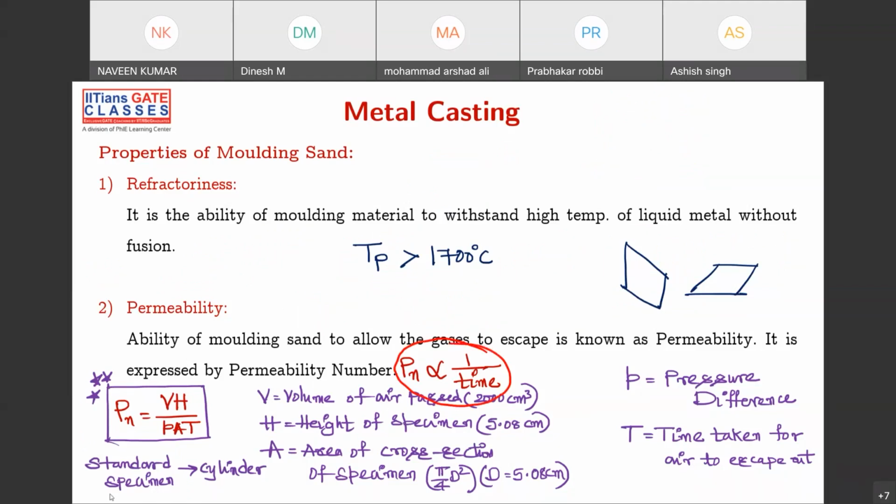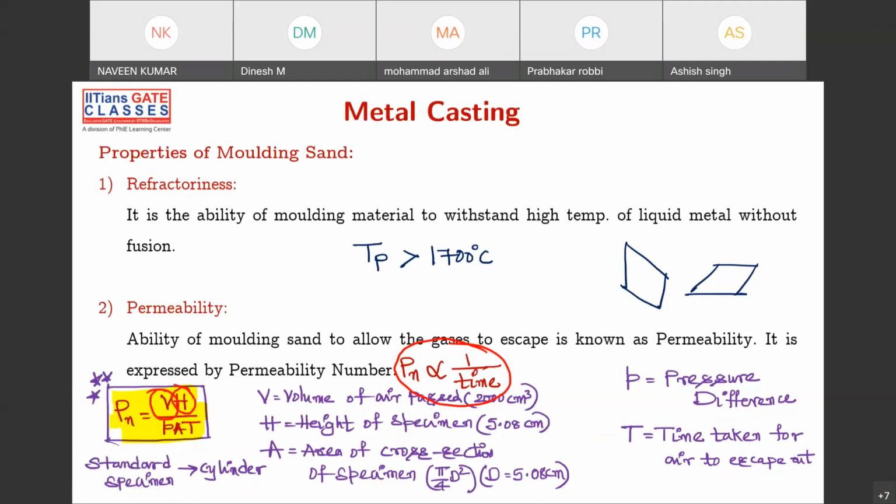The formula is very important here. You have to know it. Pn is equal to V into H by PAT. Permeability number is equal to the volume of the specimen, not the volume of molten metal. This is for sand only. The air should be escaping from the molding sand, right? So V is the volume of the air that you are trying to pass.